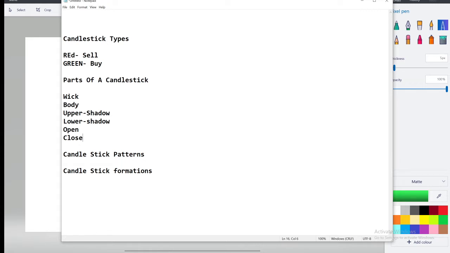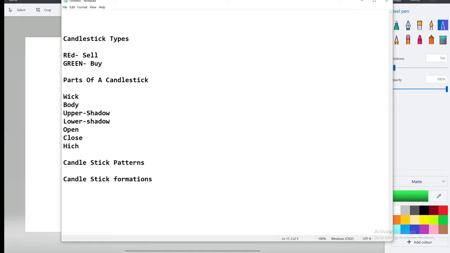We have the eye, right? We have the eye, we have the nose.